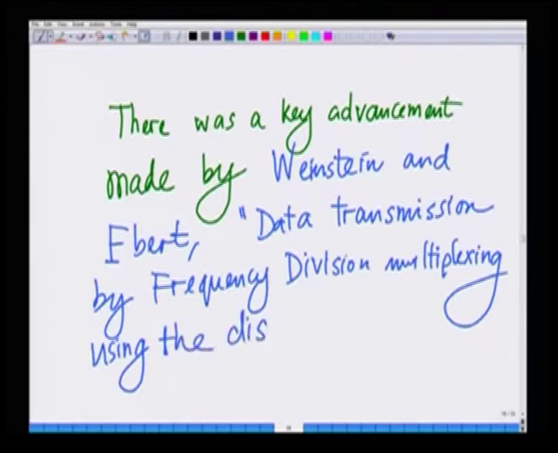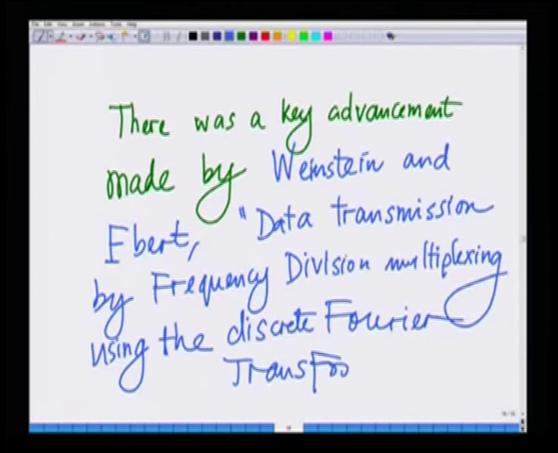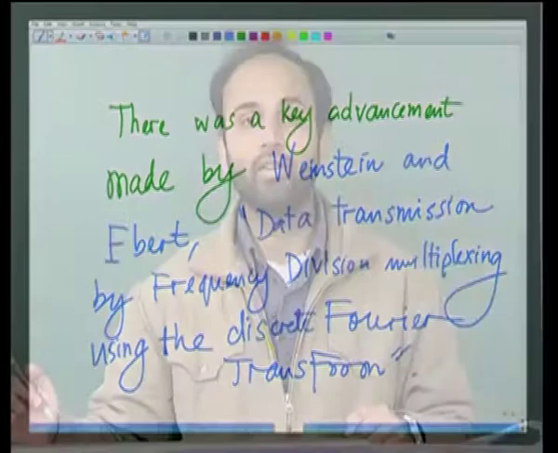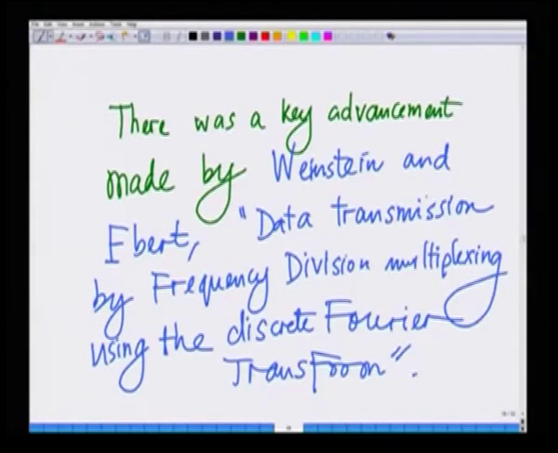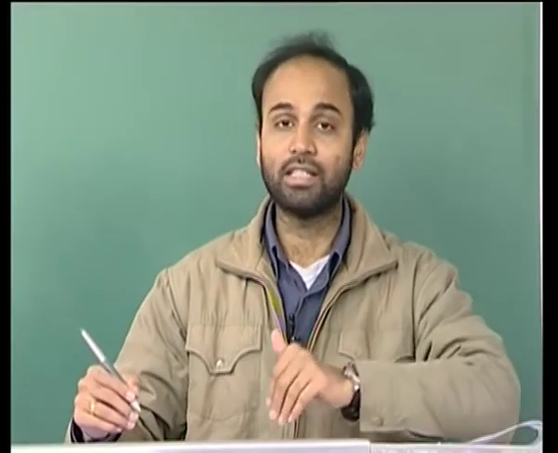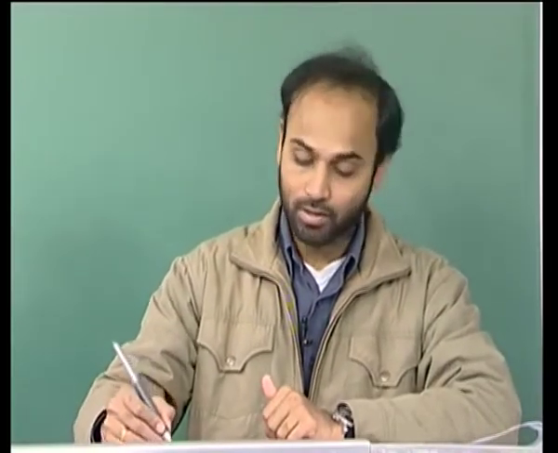That is, there was a technique which we are going to talk about shortly, which solved this problem, which was proposed by Weinstein and Ebert in their paper, Data Transmission by Frequency Division Multiplexing using the Discrete Fourier Transform. This was proposed in 1971, and both of them, Weinstein and Ebert, were engineers working at Bell Telephone Laboratory.